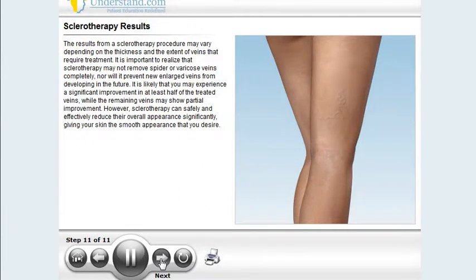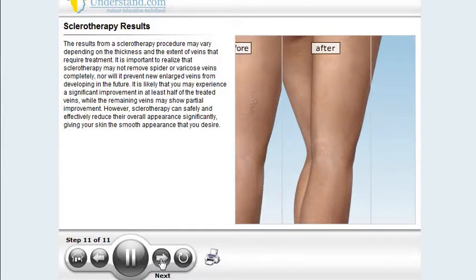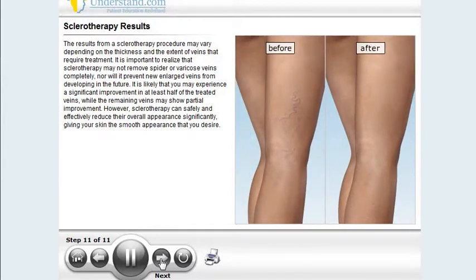The results from a sclerotherapy procedure may vary depending on the thickness and the extent of veins that require treatment. It is important to realize that sclerotherapy may not remove spider or varicose veins completely, nor will it prevent new enlarged veins from developing in the future. It is likely that you may experience a significant improvement in at least half of the treated veins, while the remaining veins may show partial improvement. However, sclerotherapy can safely and effectively reduce their overall appearance significantly, giving your skin the smooth appearance that you desire.